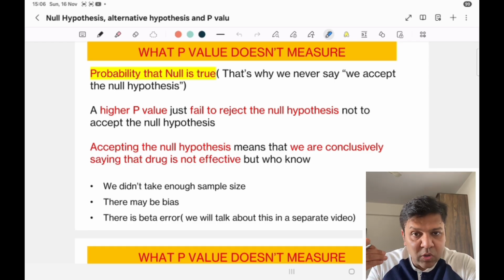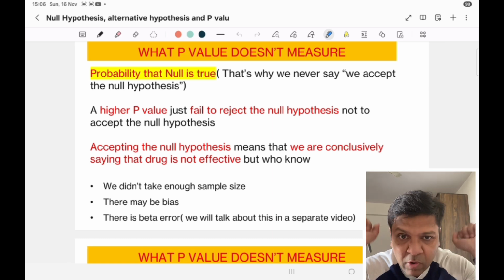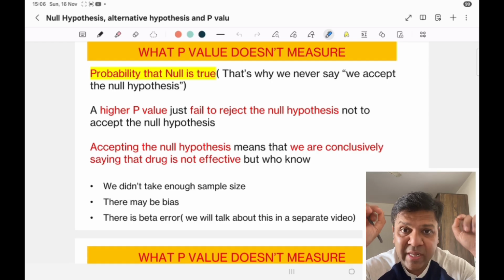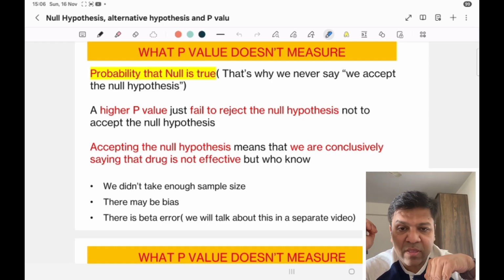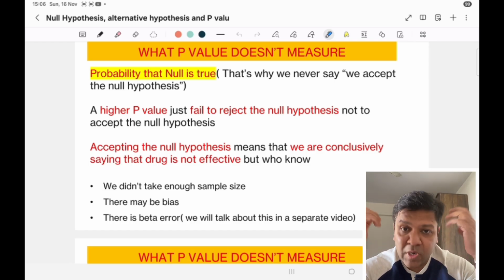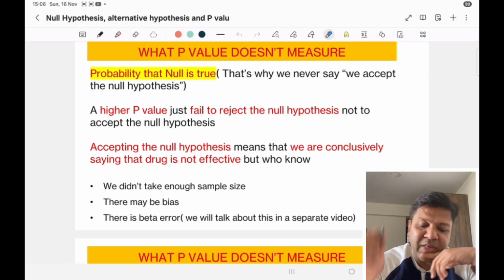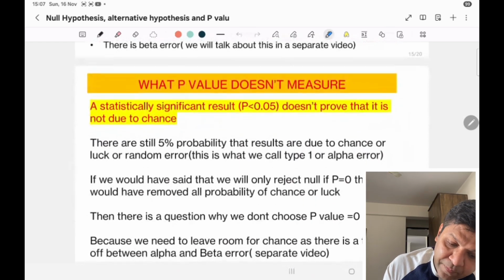That means we are closing all the future doors. We cannot improve our study design. We cannot take a larger sample size because we have conclusively said that drug is ineffective. Chapter closed. But if I say that I failed to reject the null hypothesis, so I can do the study again with larger sample size, with better study design, with reducing bias, all these things. So that is why. So this is a misconception.